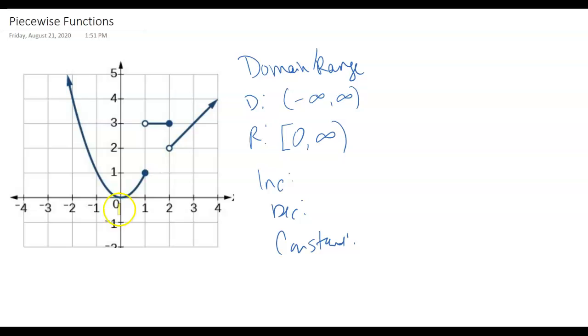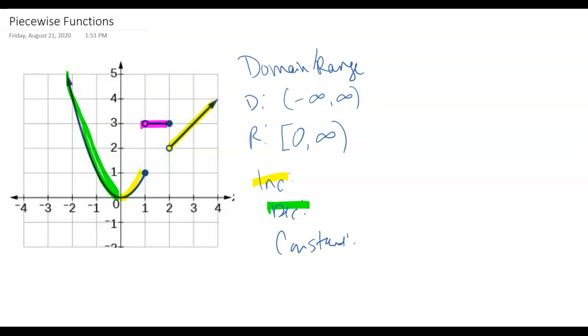Increasing is anywhere the graph is going up, where the slope is positive. So those two look like the increasing bits. The decreasing looks like this green bit right here, and then the constant would be just a horizontal piece. So how do I write those?